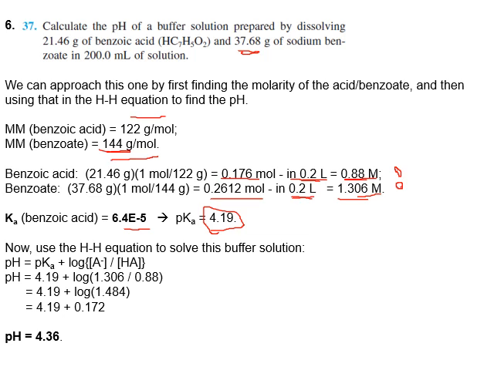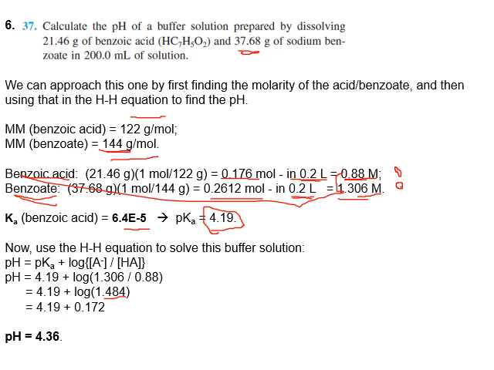Okay, this one is the base, this one right here, and this one is the acid. So we want to divide this one by this one. So in other words, we want to divide 1.3 by 0.88, which is a little less than 1.5. It's actually all about 1.5. It's this number right here.